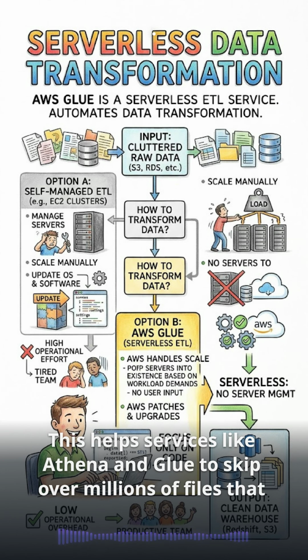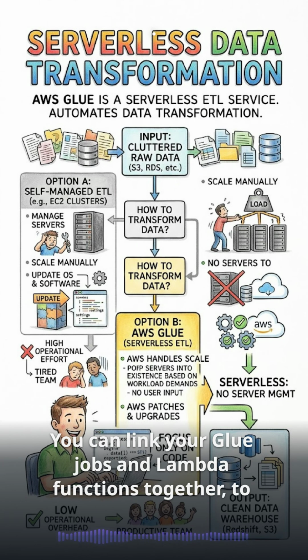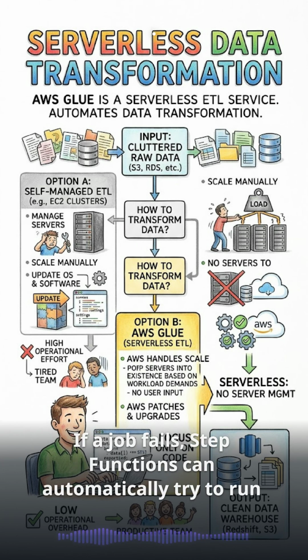AWS Step Functions help you coordinate multiple AWS services into a single, organized workflow for your data. You can link your Glue jobs and Lambda functions together to ensure they run in the right order. If a job fails, Step Functions can automatically try to run the step again to fix the error.